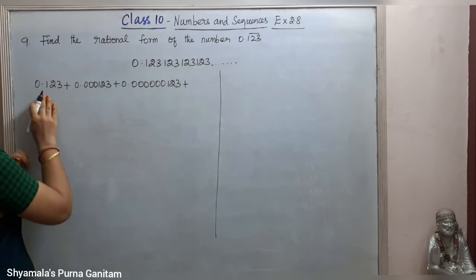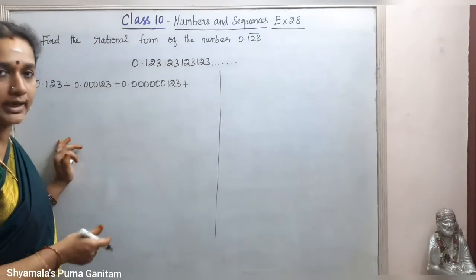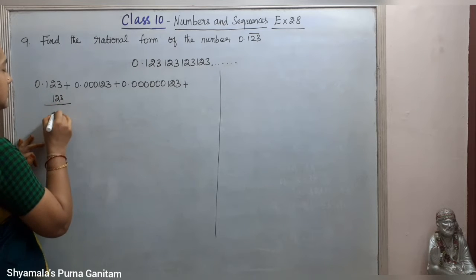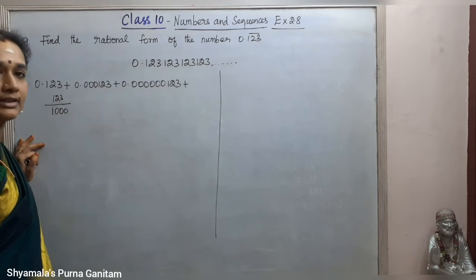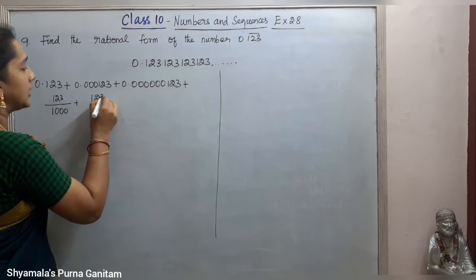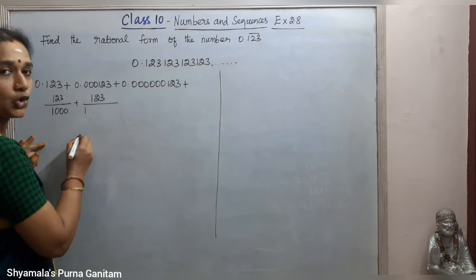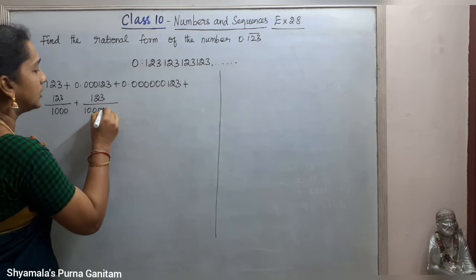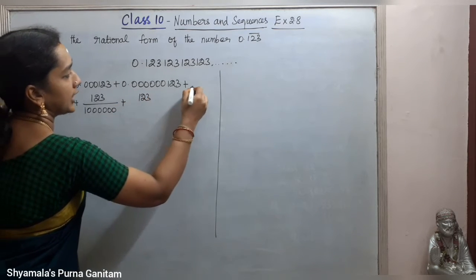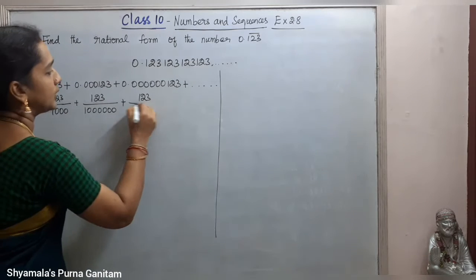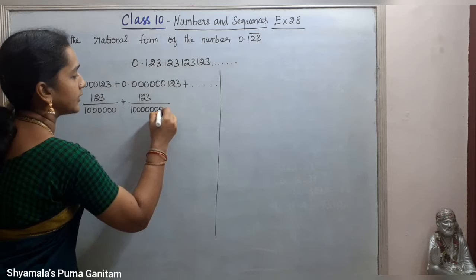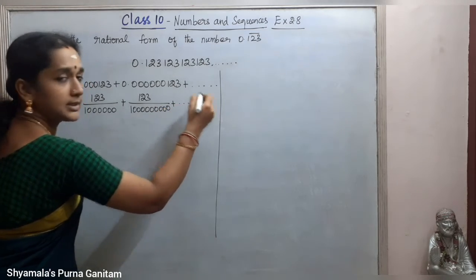Now we can write 0.123 as 123 by 1000. We can write this as 123 by 1000 plus 123 by 1 followed by 6 zeros, plus 123 by 1 followed by 9 zeros, and so on. Like this we can write this.